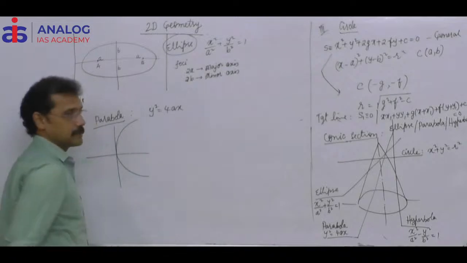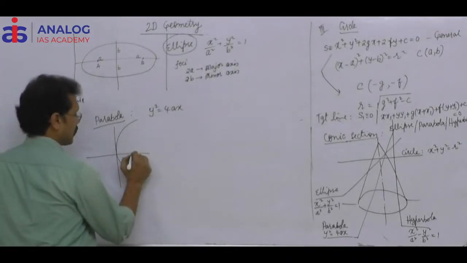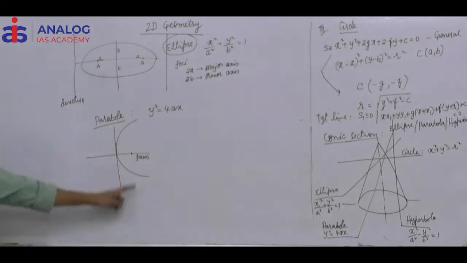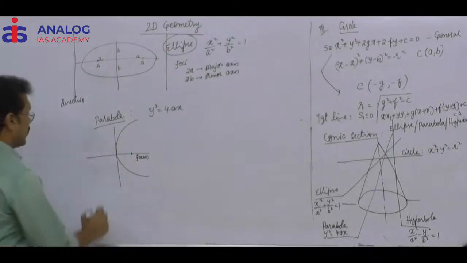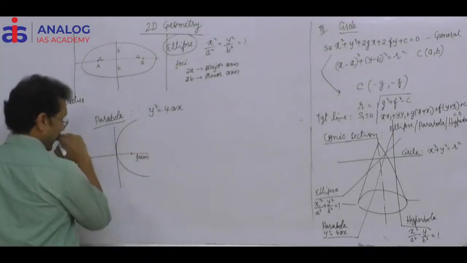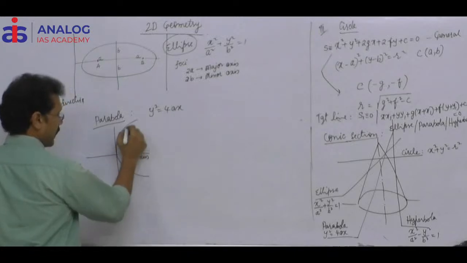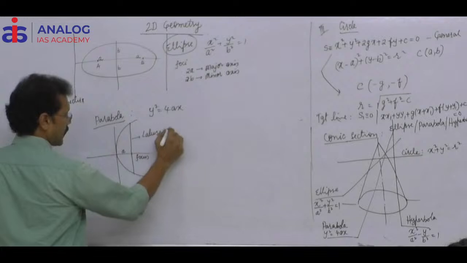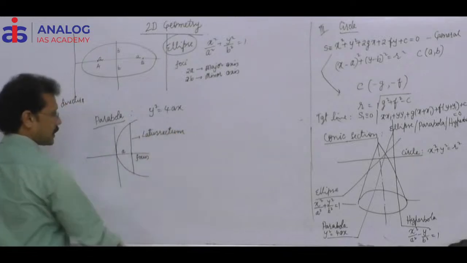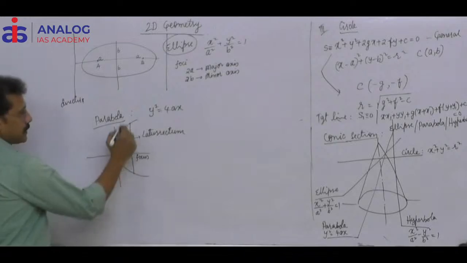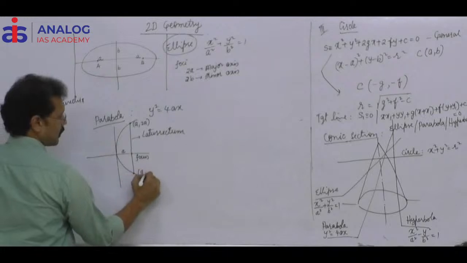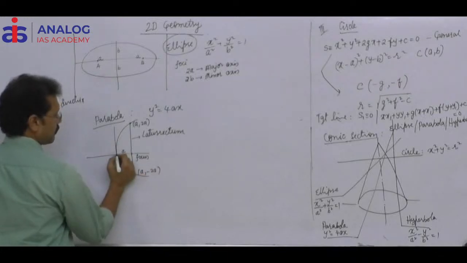This is y square equal to 4x. It also has a focus. The ellipse has two, therefore I call them foci, but this has only one focus. This is y square equal to 4ax. This distance is a. There is one length here, we call it latus rectum. So this point is (a, 2a), this point would be (a, minus 2a), and this obviously is (0, 0).